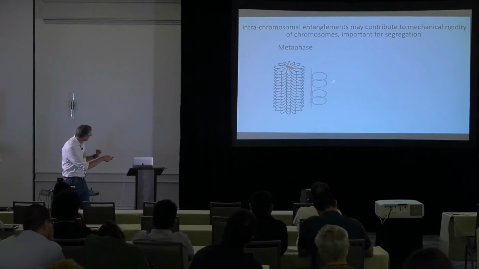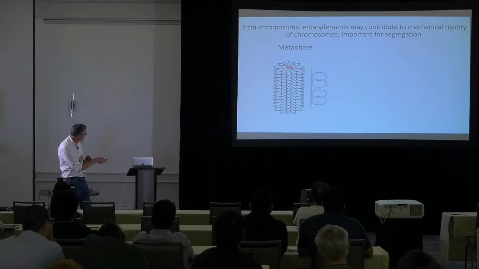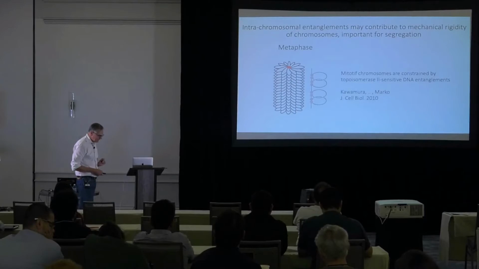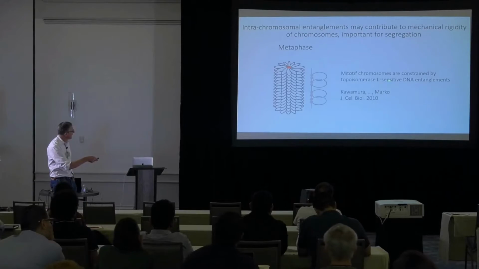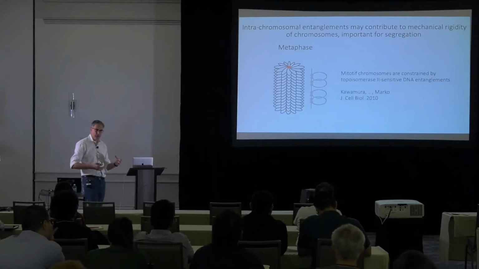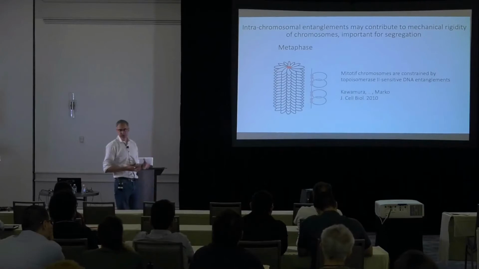There's lots of catenations between loops, maybe even between different layers of these loops along the linear chromosome. Now, the fact that mitotic chromosomes could be intrachromosomally catenated is not a new idea. In fact, John Marko presented some really exciting data more than a decade ago, showing that mitotic chromosomes are constrained by topo II-mediated catenations.